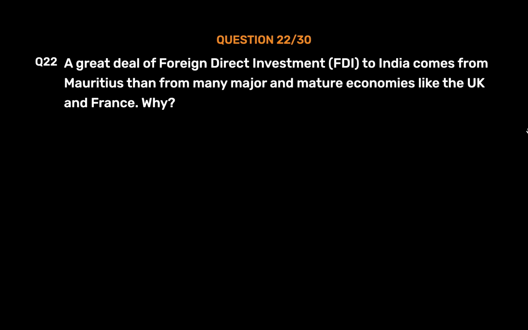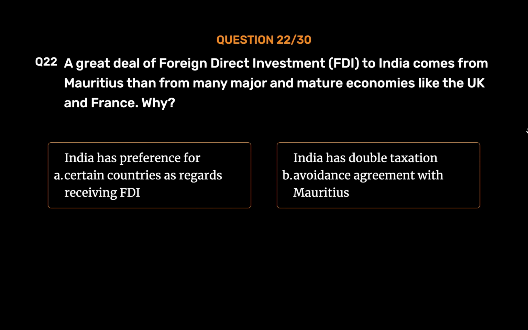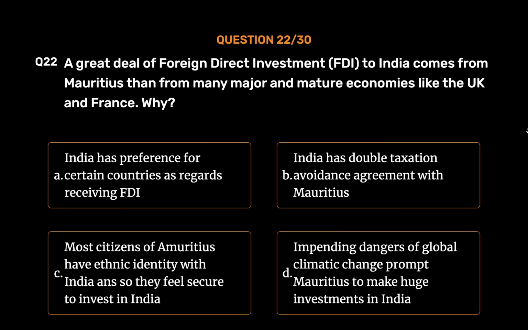Question number 22. A great deal of foreign direct investment, FDI, to India comes from Mauritius than from many major and mature economies like the UK and France. Why? Option A. India has preference for certain countries as regards receiving FDI. Option B. India has a double taxation avoidance agreement with Mauritius. Option C. Most citizens of Mauritius have ethnic identity with India and so they feel secure to invest in India. Option D. Impending dangers of global climatic change prompt Mauritius to make huge investments in India. The correct answer is option B. India has a double taxation avoidance agreement with Mauritius.